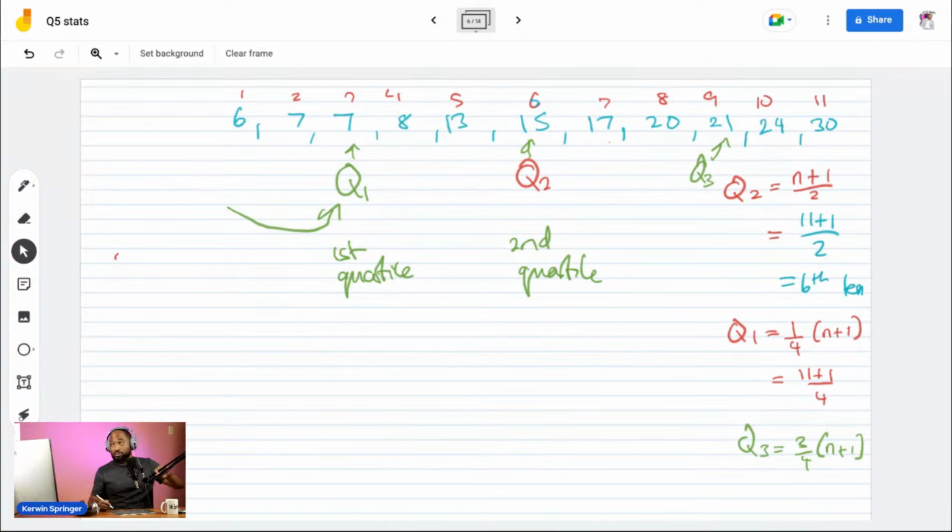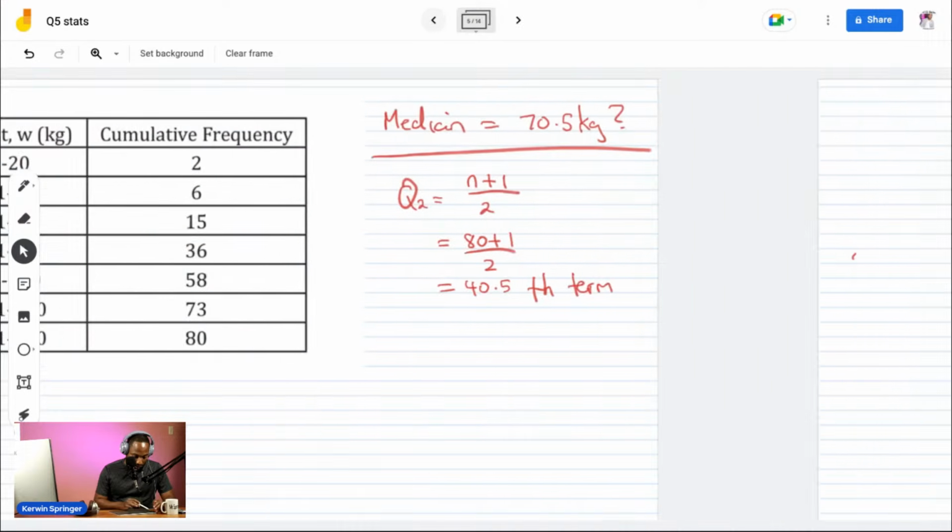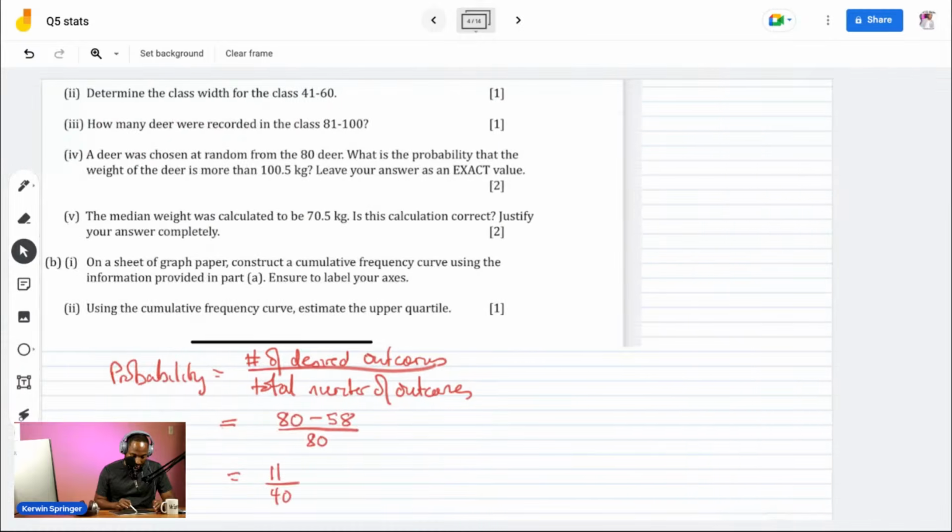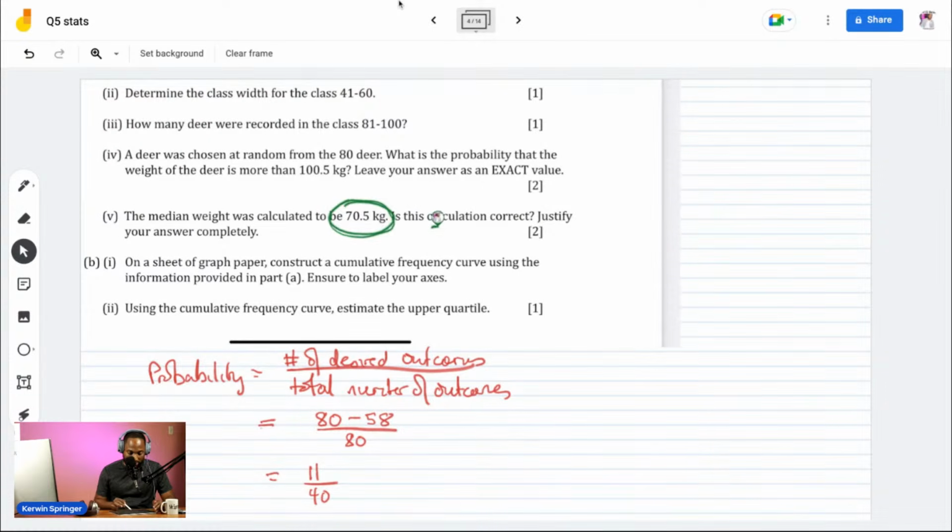So now you know. That's a quick little look into it, but you still need to practice it. You might feel like you know everything now, but you still need to practice it to get the rough edges out. So the question was asking us, let's go back to slide 4. The question was telling us that they worked out the median and got 70.5, and I want to know if that calculation is correct.